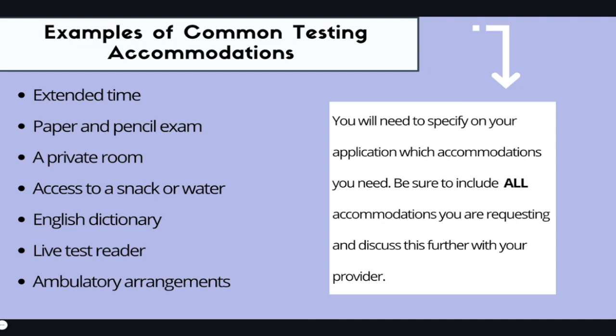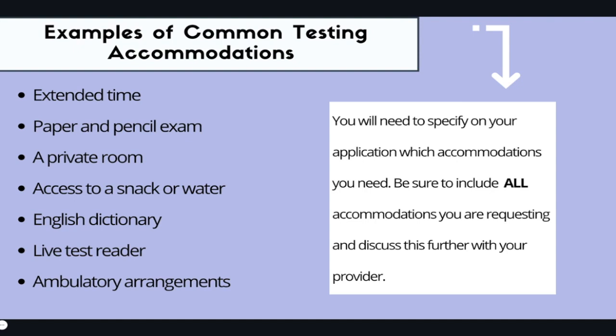A private room is sometimes an accommodation. This would be good if you're sensitive to noise or you're highly distracted and you think being in a more quiet private room would be helpful to you. Access to a snack or water. Some testing sites may allow you to have water or a snack, but it really depends. So some people might need an accommodation or arrangement to be able to have access to snacks or water as they need it. This is common for people that have felt very faint during the exam or maybe experienced migraines or other medical conditions where they need to have access within that time to a snack or water.